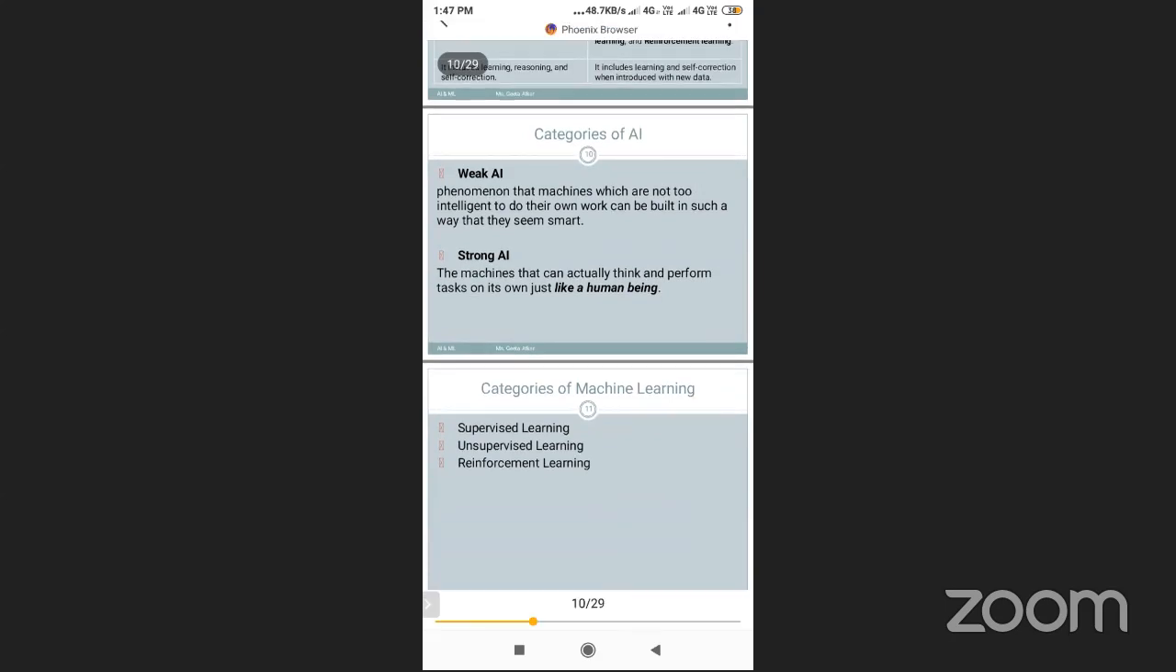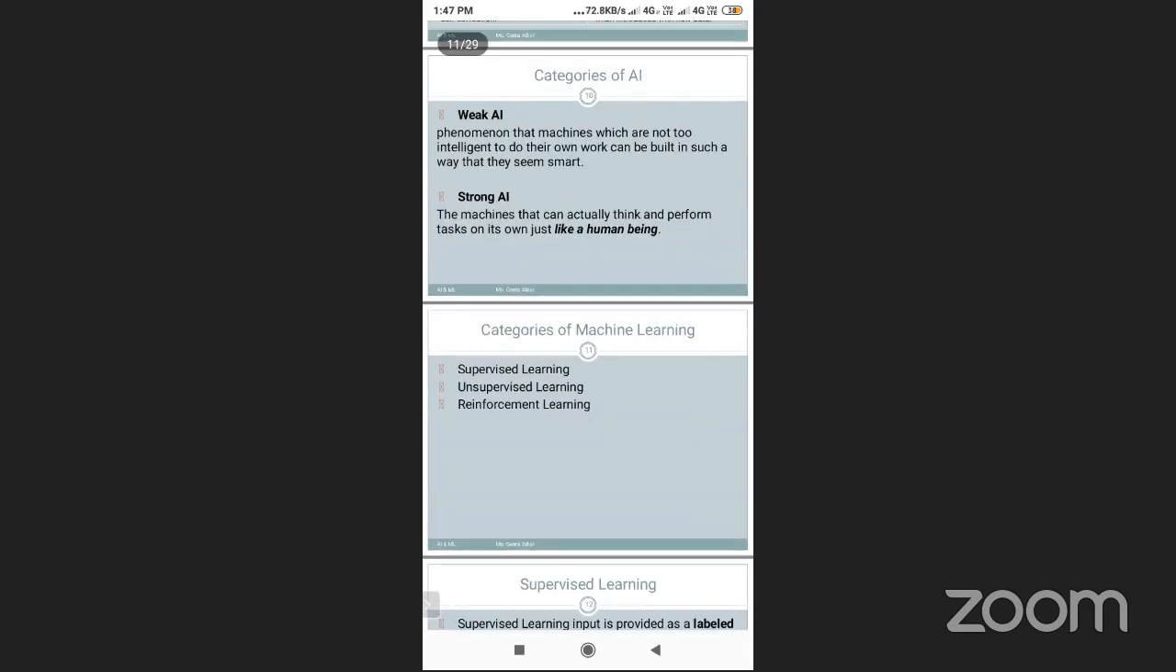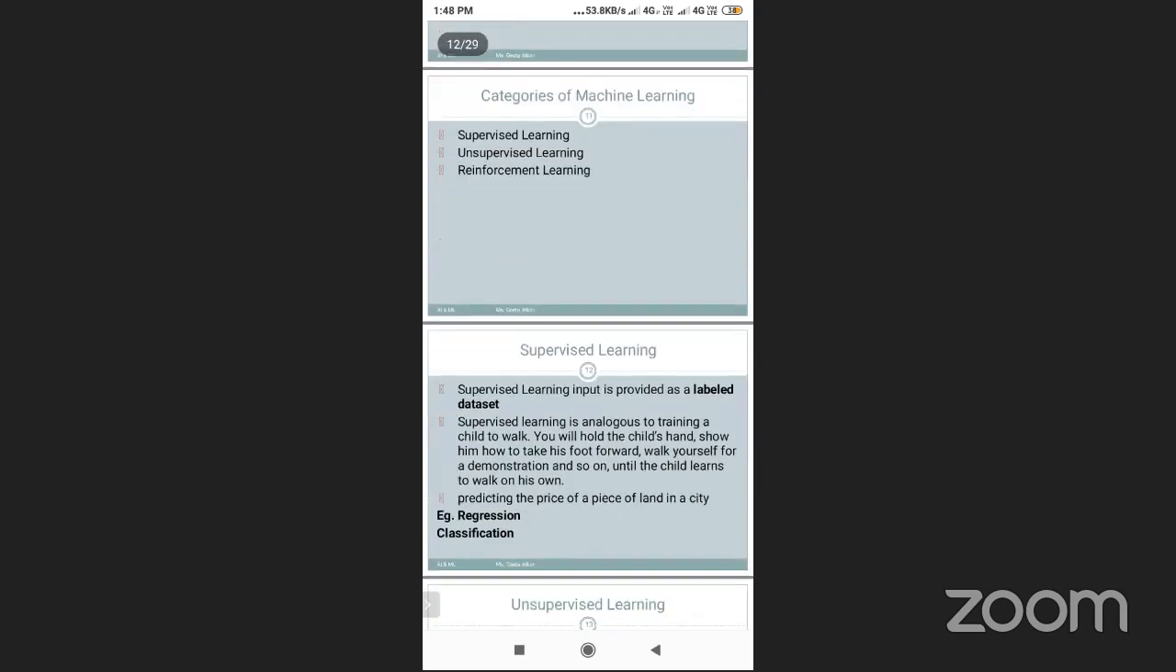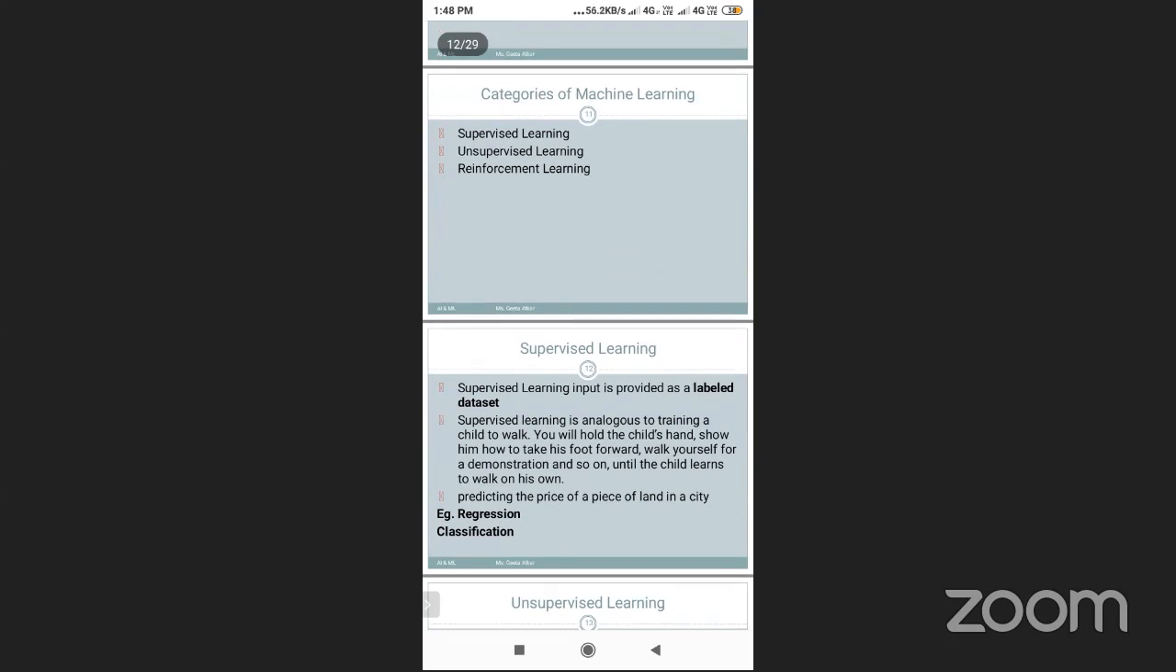Now, as I told, there are some categories of machine learning. One is supervised learning, second is unsupervised learning, and third is reinforcement learning. So, what is supervised learning? That we are going to see now. I just want to give one example here for supervised learning. Suppose there is a particular child, and normally children start walking at the age of 1.5 years or 2 years.